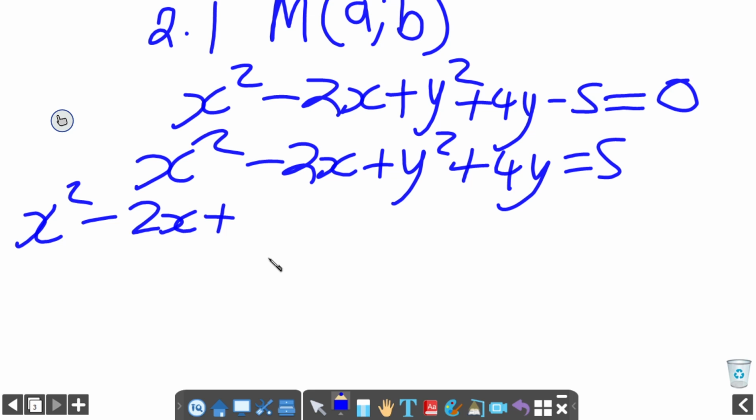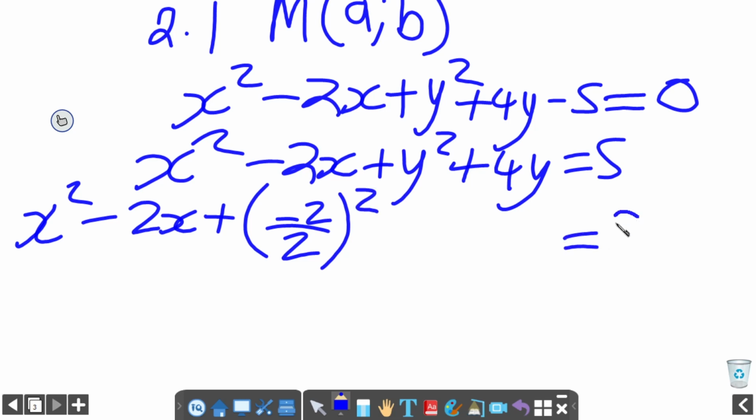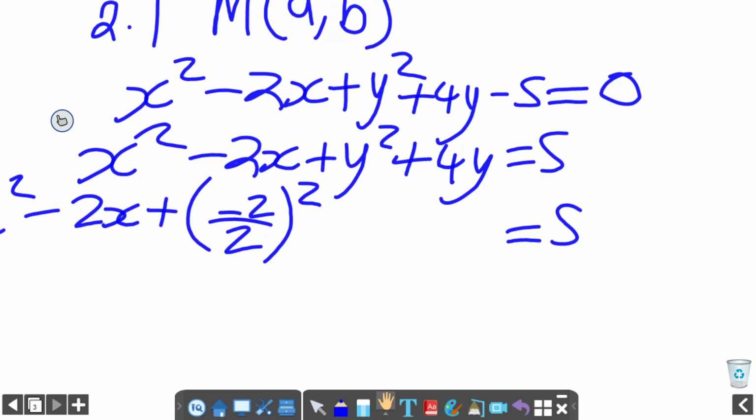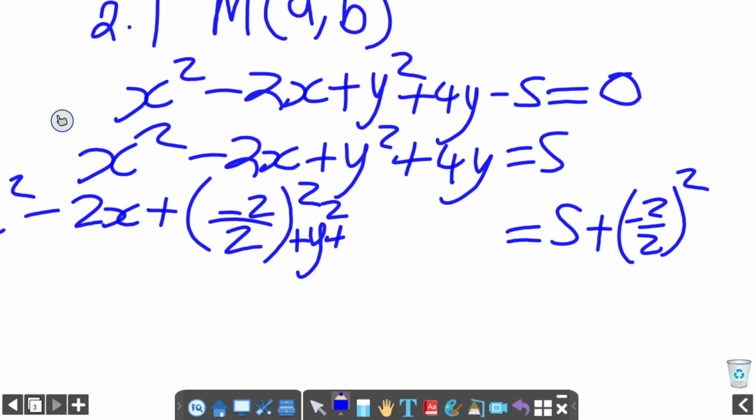Let's go into detail how you got the negative 1. Negative 2, the coefficient of x over 2, squared. We've added that this side, so what must we add this side again? The same thing. So it's going to be plus negative 2 over 2 squared. Again, we've got plus y squared plus 4y.